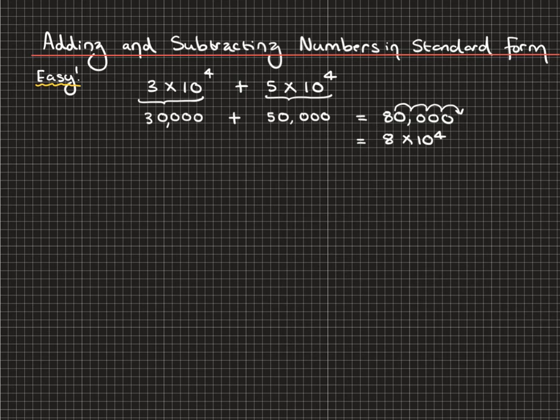Now, some of you will then have noticed that, well, 3 plus 5 is 8, and then we just have the same overall power of 10 to the 4 afterwards. So would we be allowed to do that? Well, we can do that if you have the same power of 10 only. So it would have worked in this example to have just added 3 and 5 and then made sure the answer was written out as times 10 to the power 4.